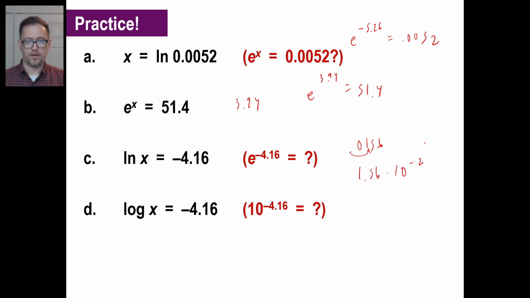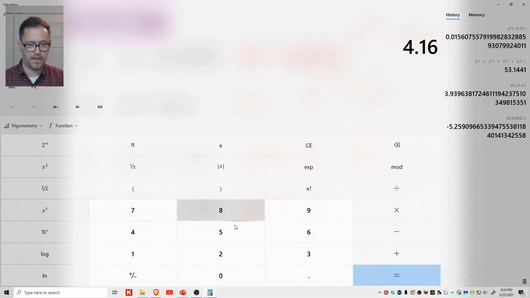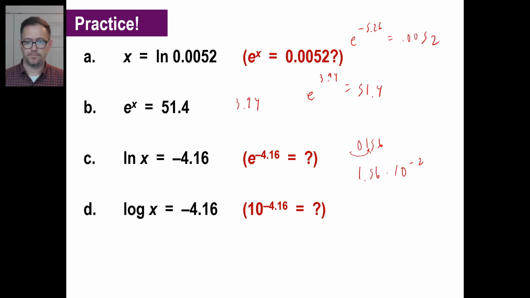Same thing here. We're going to go log, and then we have negative 4.16, which is asking us 10 to the negative 4.16 power equals, so let's do it. 4.16 and the opposite, the inverse of the log, is going to be 6.92, basically, times 10 to the negative 5th power. That even does it nicely for you.